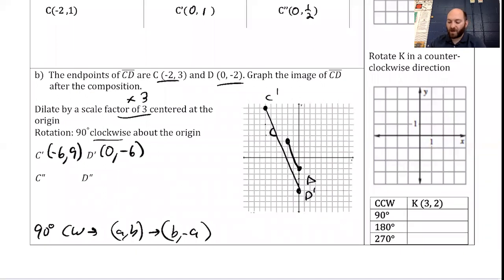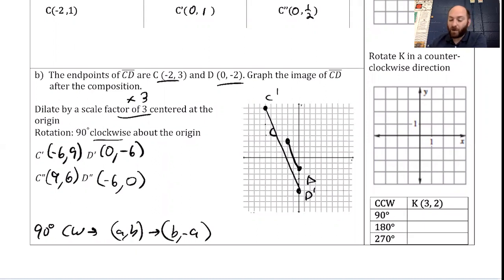So 90 degrees clockwise was (a, b) turns into (b, -a). So what that means, to turn C prime into C double prime, I'm switching b to the front, so that's going to be a 9. Take the opposite of that x value to be a positive 6, and that becomes the new y value. D double prime, I'm going to move negative 6 to the front, and I'm going to put 0 in the back, and it doesn't matter because the opposite of 0 is just 0.